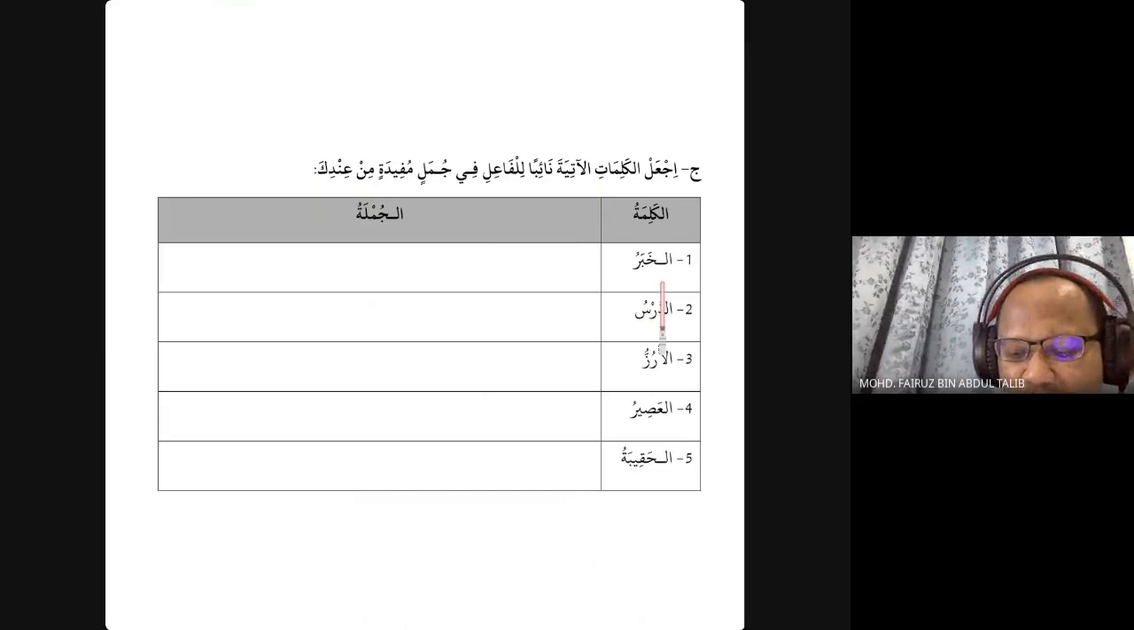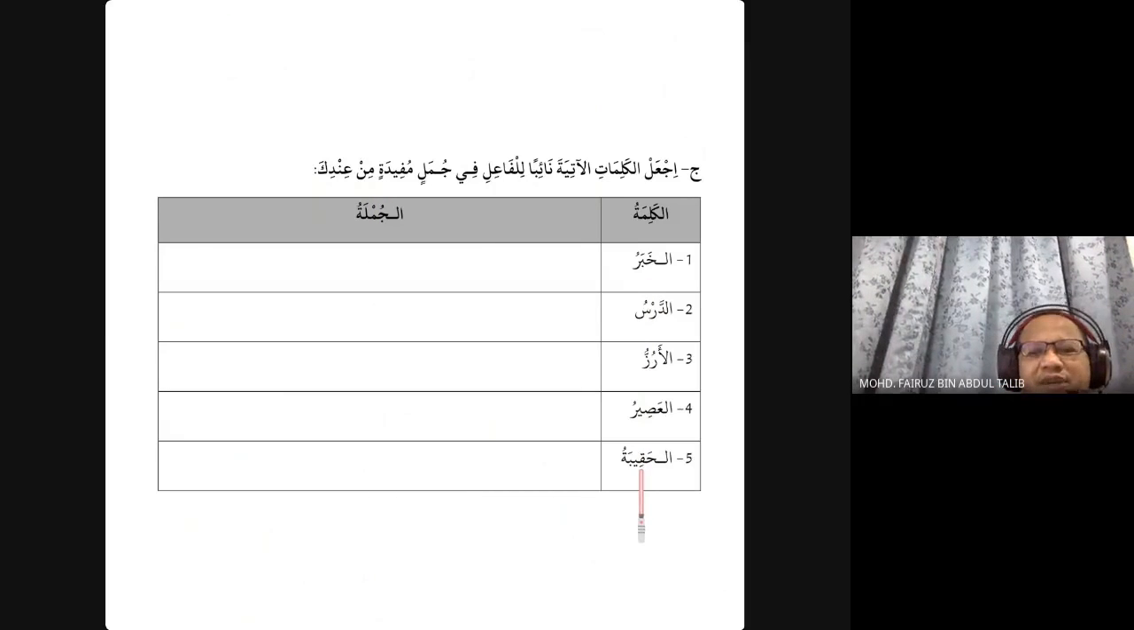In order to make this naib al-fa'il, of course, you need mabni lil majhul. And to make sure this is the correct naib al-fa'il, you must make sure that this can be a maf'ul bih in the original sentence. Okay, let us try number one. Al-khabar. News. The news is al-khabar. So what happened to the khabar? You want to say the khabar is, or the khabar was? So can you think of a suitable fi'il for this?